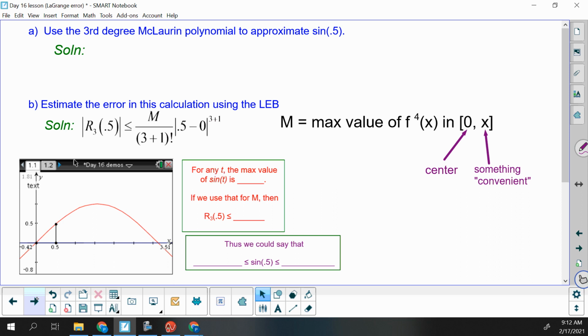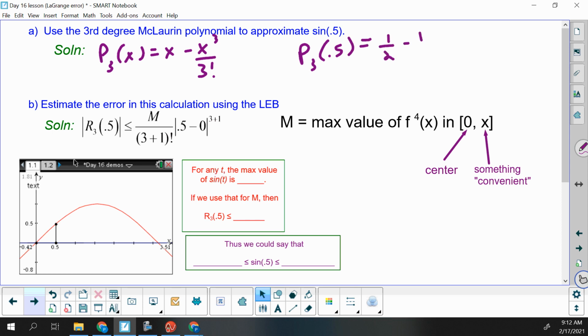So we're going to do a 3rd degree Maclaurin for sine, and we're going to use it to approximate sine of 0.5. Well, sine is odd powers, so we're going to have P3 of x is equal to x minus x cubed over 3 factorial. We'll do P3 of 0.5. Well, that's equal to a half minus 1/8 over 3 factorial, which is a half minus 1/48, which would give us 23/48. So that's our approximation for sine of a half.